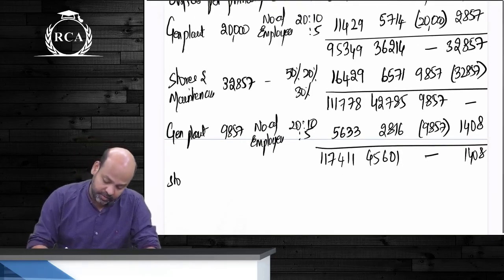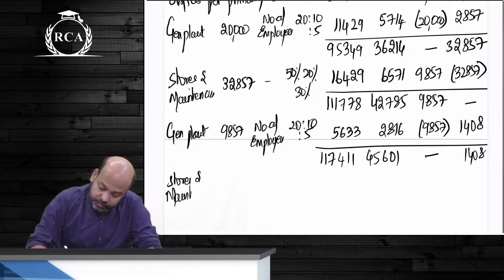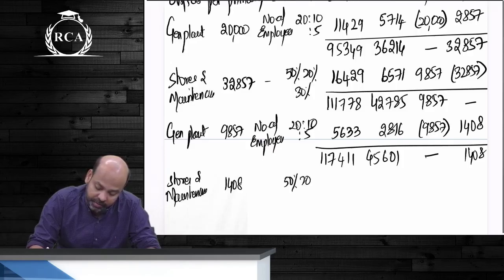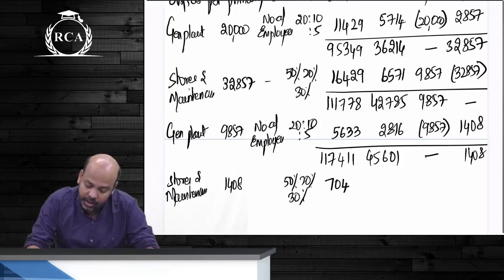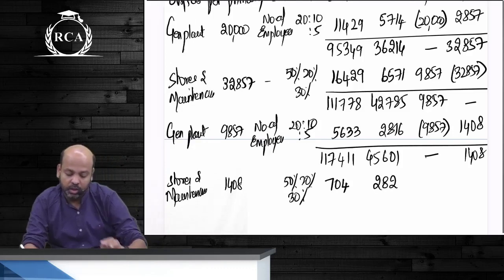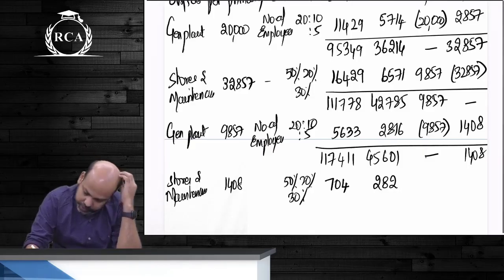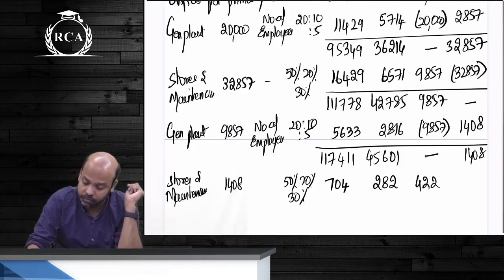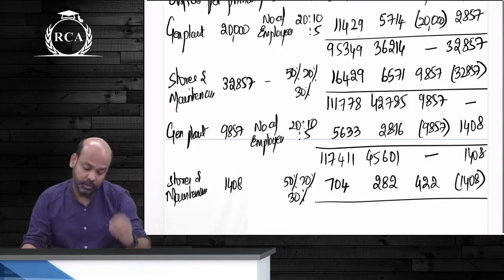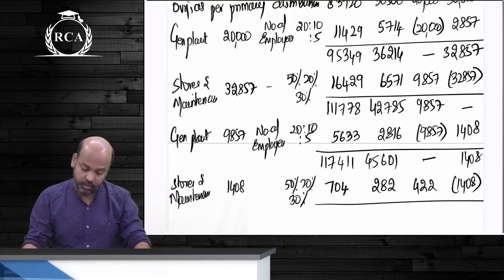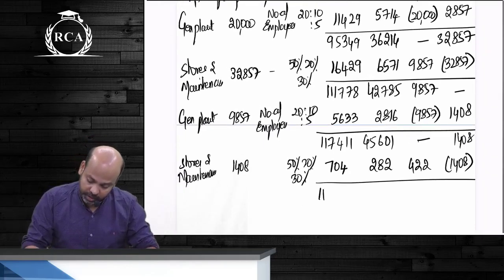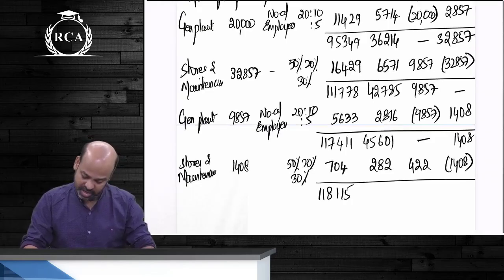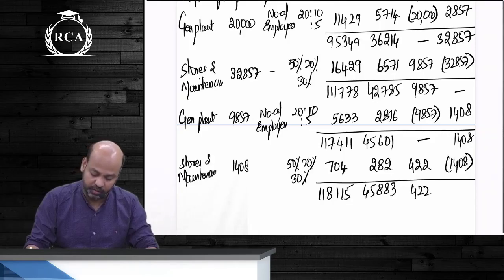Now stores and maintenance, beta, will be reapportioned. 1408, beta. Percentages are already given: 50%, 20% and 30%. This will be 704. 20% means 281.6, so 282. 30% means 420, 420 or 2, 422. Please check the values, guys. This will be 1,18,115. 45,000, guys, 883, 422 and 0.